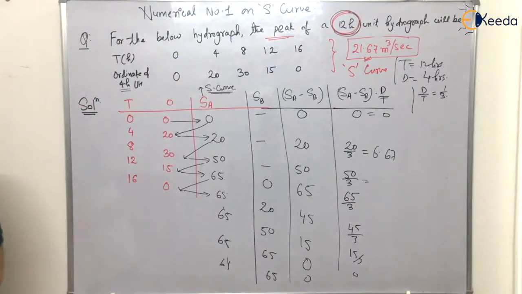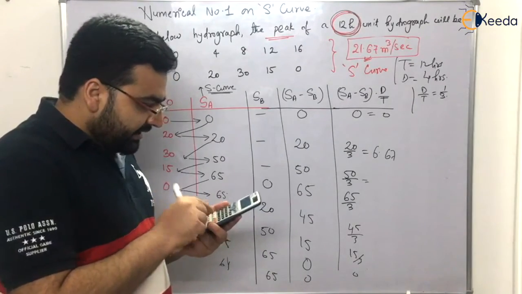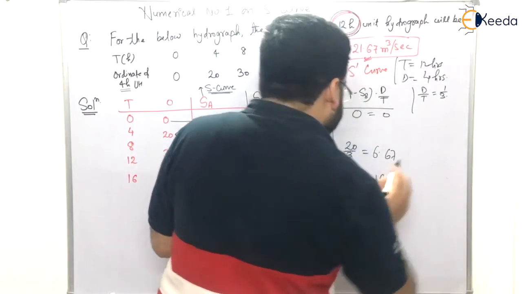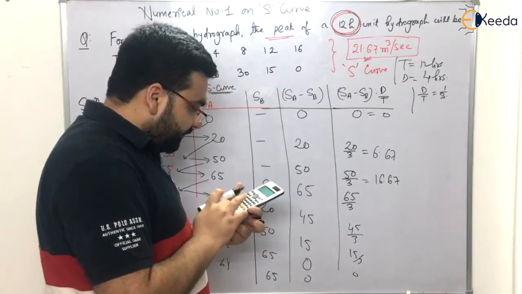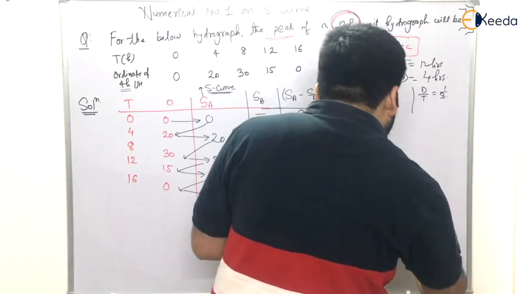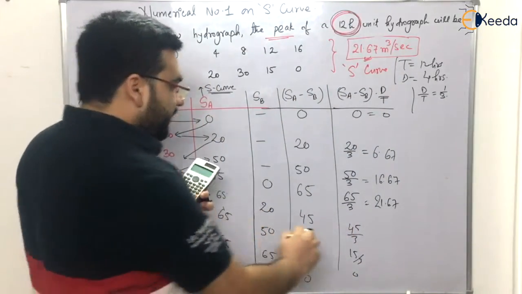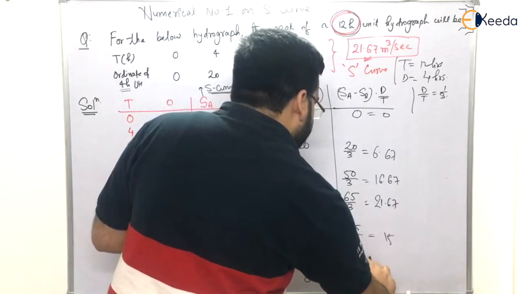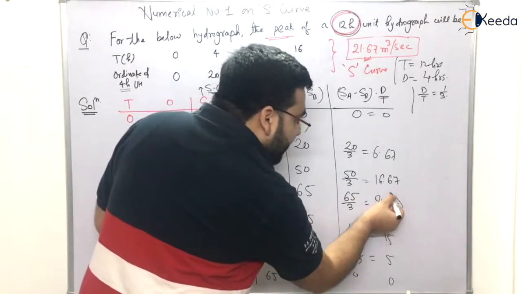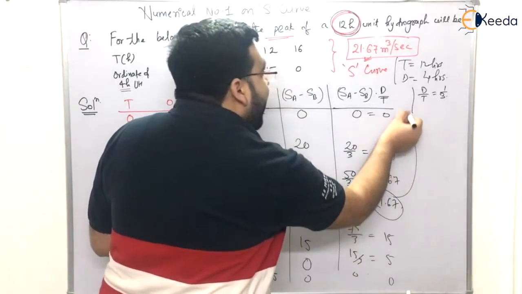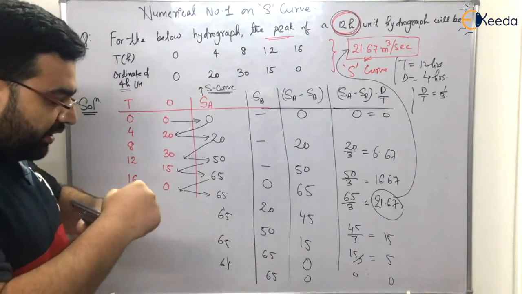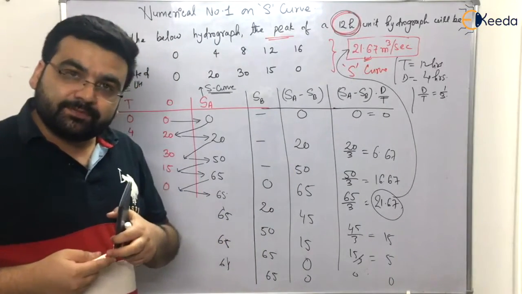Let me calculate how much it is. 50 by 3, the exact value will be 16.67. 65 by 3 is 21.67. 45 by 3 is 15, and 5 by 3 is 5. Right? So how much is the maximum value? 21.67, and the same answer we got when we solved this question with the method of superposition.